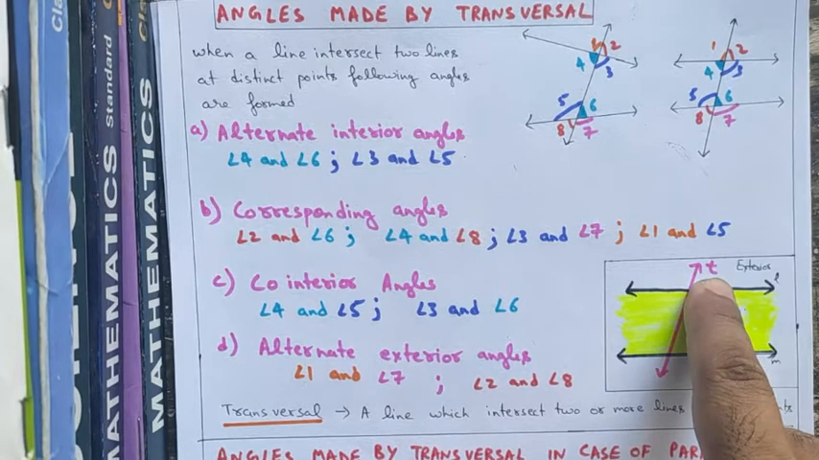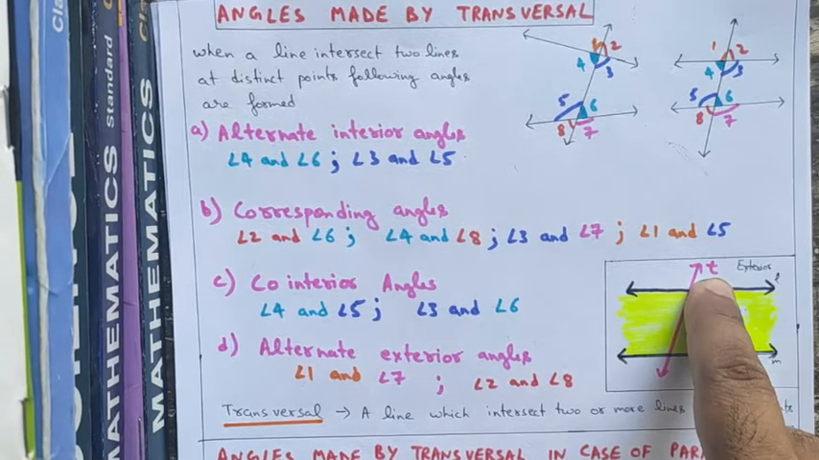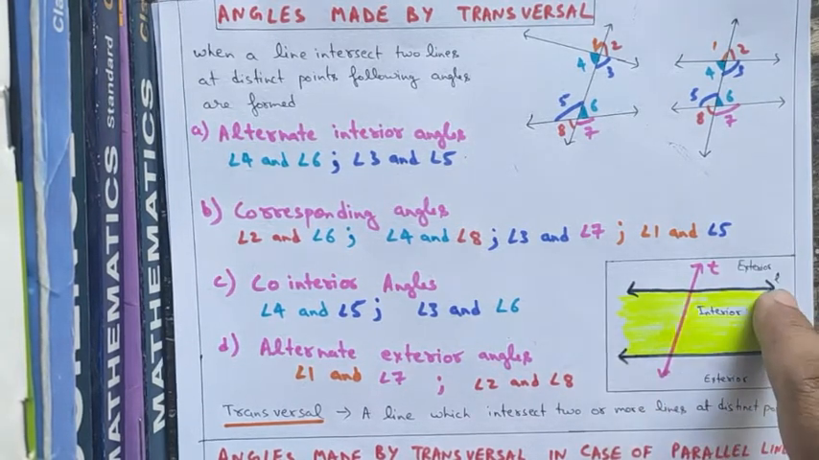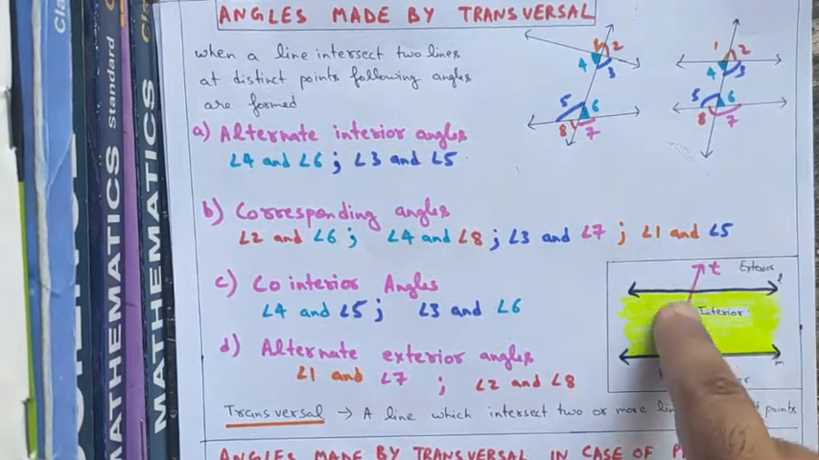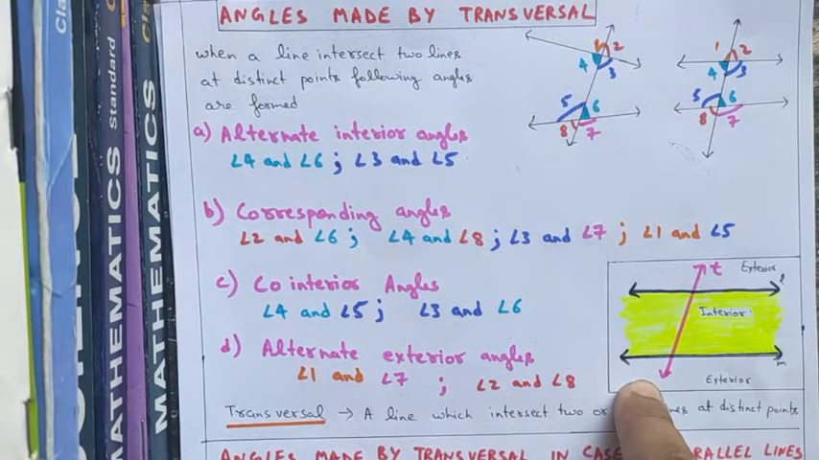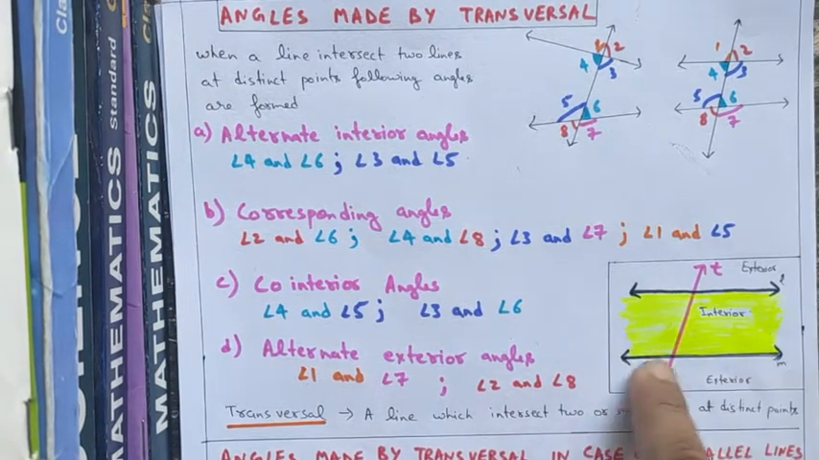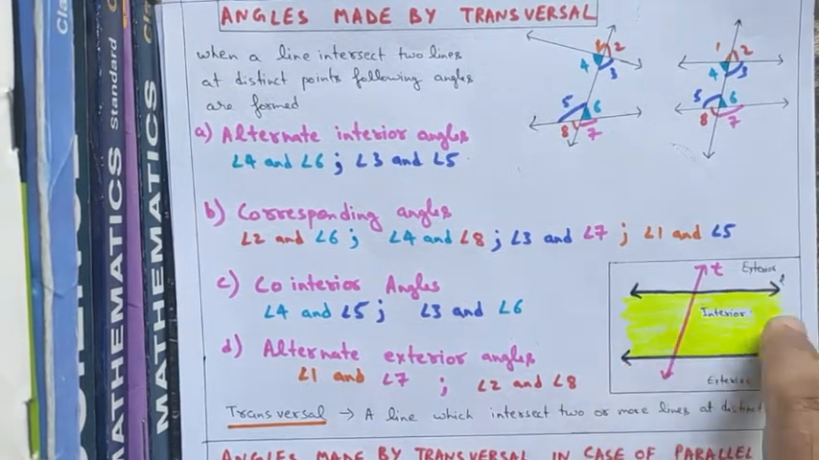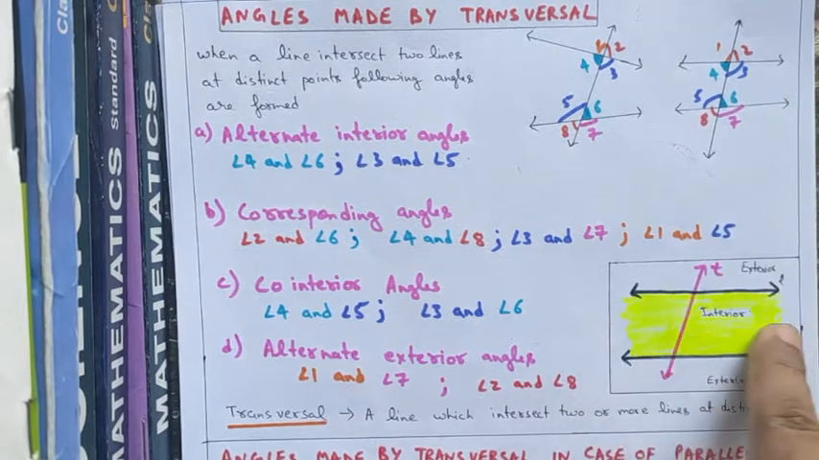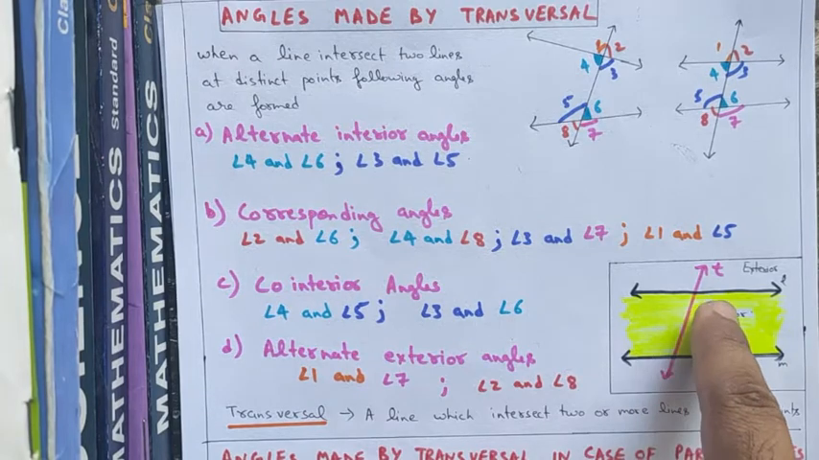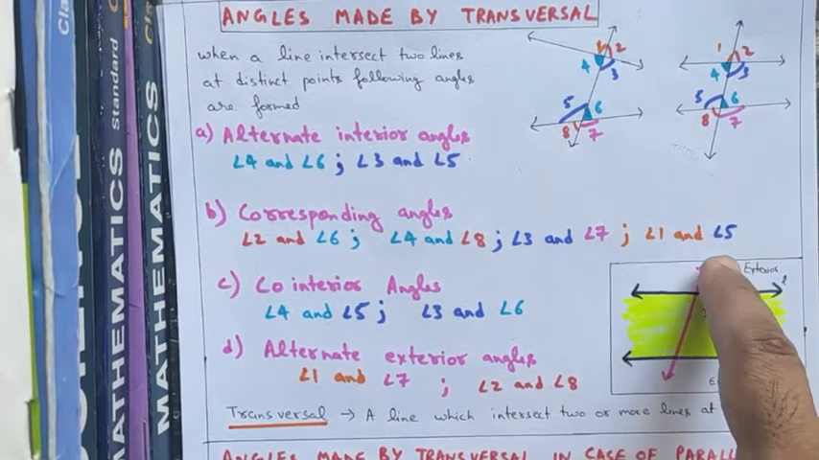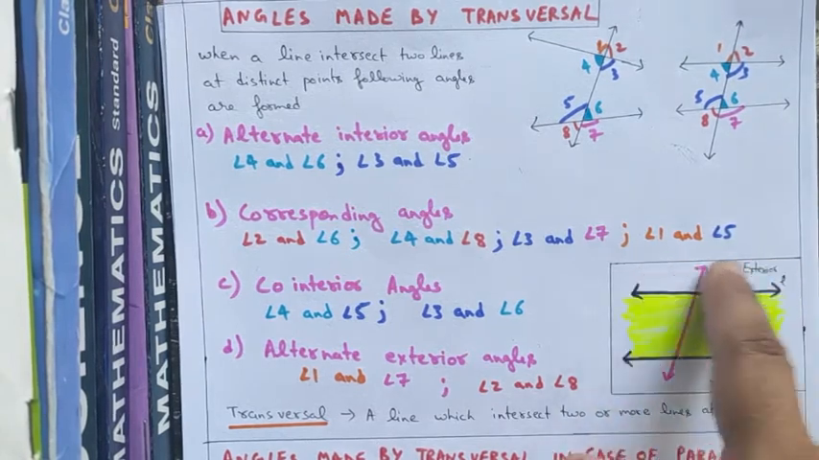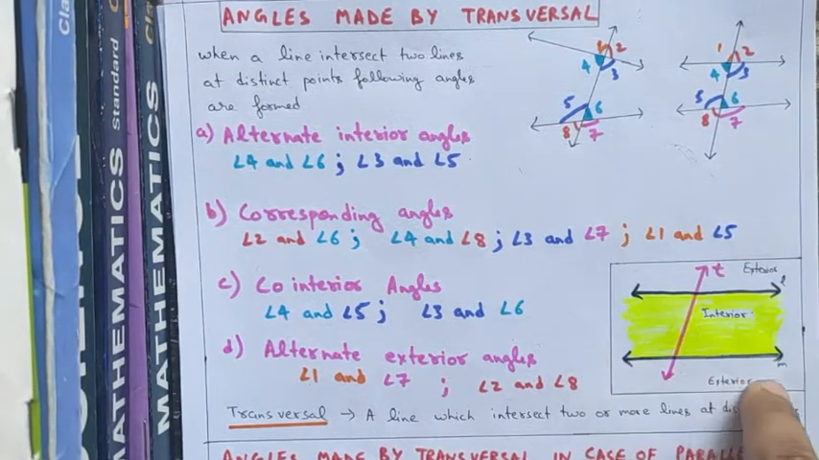I have represented this transversal as small t. Small l and small m are the two lines, and these are intersected by the transversal small t. The region enclosed between the two lines is called the interior region. The region which is outside these lines is called the exterior region. This is the exterior region, this is the exterior region.